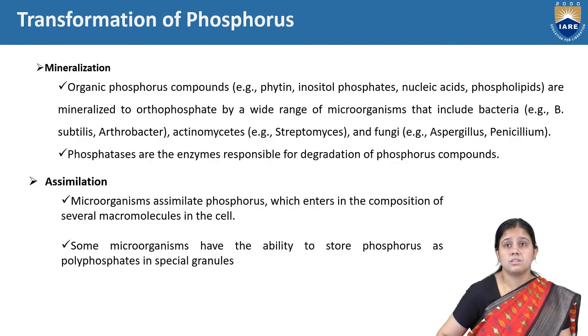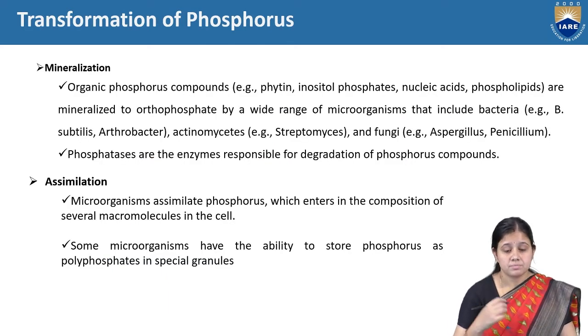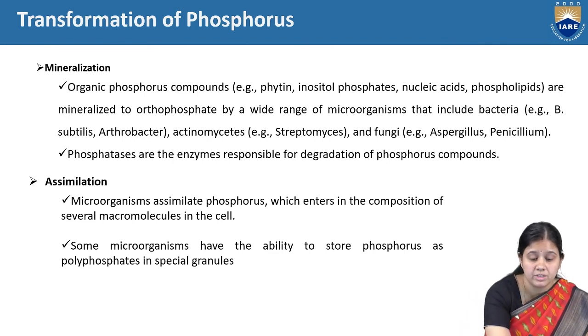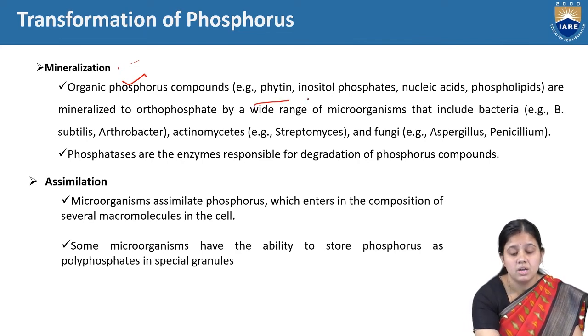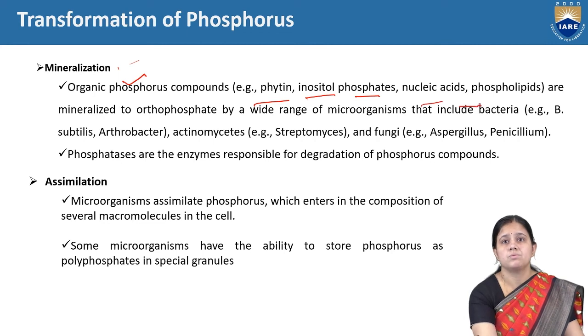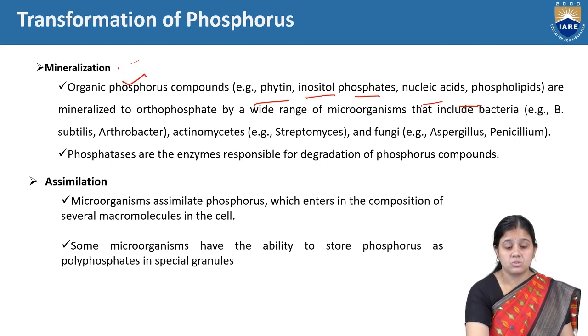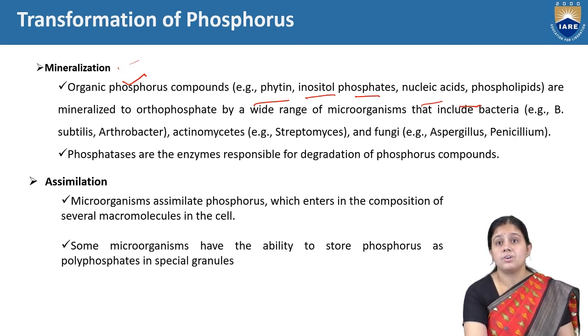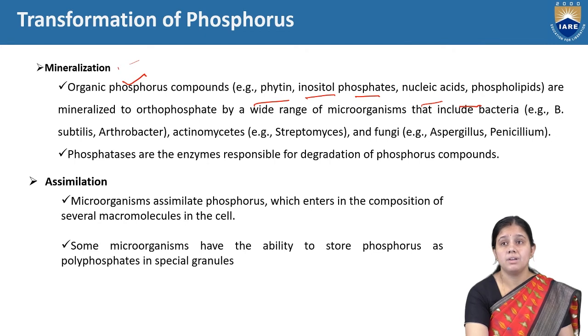Now comes the transformation of phosphorus from one form to another form. The first process is mineralization. In mineralization, organic phosphorus compounds like phytate, inositol phosphate, nucleic acid and phospholipid are mineralized to orthophosphates by some microorganisms like azotobacter, actinomycetes, and fungi. Phosphatase is the enzyme that is responsible for the degradation of phosphorus compounds. With the help of the enzyme phosphatase, these bacteria and fungi make this organic phosphorus available to the plants.